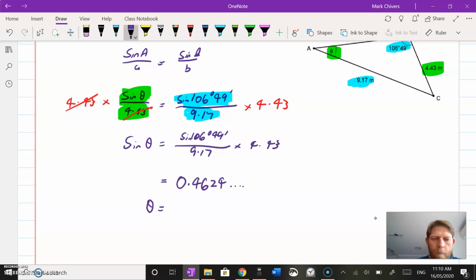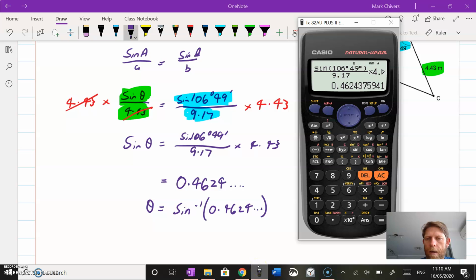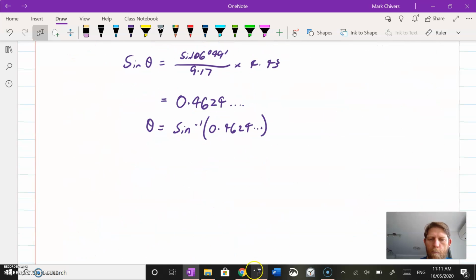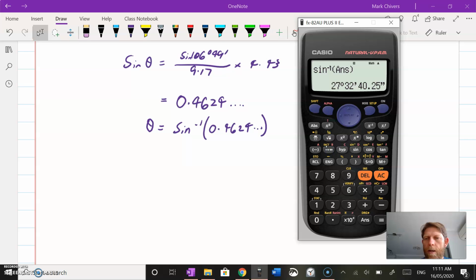To find what theta equals, just like in normal trig, I need to do sine to the minus 1 of 0.4624... I'll do that by using the answer key in the calculator. So I'll go shift sine, and then press answer. That way I get the exact answer out of the calculator, not some abbreviation that I've written down. That winds me up with 26.54. Now I'm just going to check the question. The question asks me to get the answer to the nearest minute, so I press the degrees, minutes, seconds button: 27 degrees, 32 minutes, 40 seconds. So 27 degrees, 33 minutes.